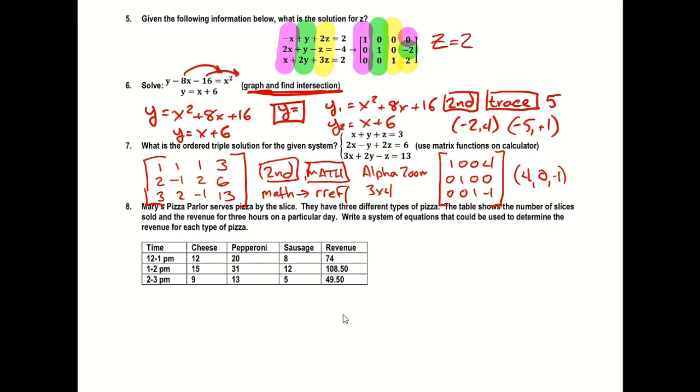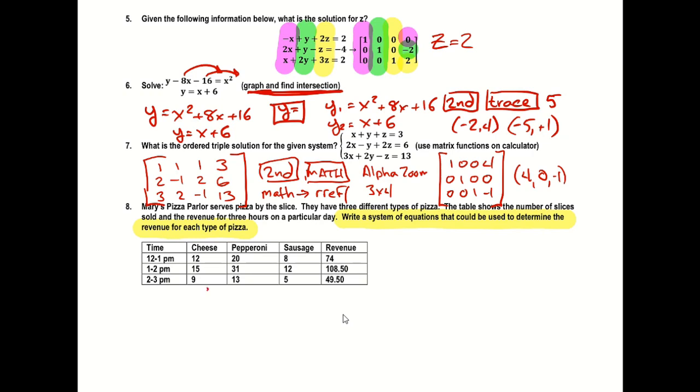Now, number 8, be careful. Make sure you read what the question's asking for. It says write a system of equations that could be used to determine the revenue for each type of pizza. It's not asking us to solve, it's asking us to write the system. And the nice thing, when we have a table, we already have our matrix, which would have made solving easy, but we do not have any variables.